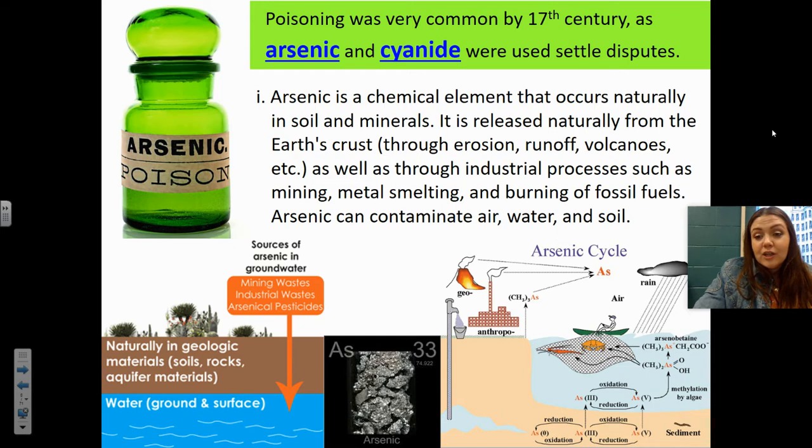Arsenic is a chemical element that occurs naturally in the soil and in minerals. It's released naturally from Earth's crust through erosion, runoff, and volcanoes. It also can come from burning fossil fuels. Arsenic can contaminate the air.